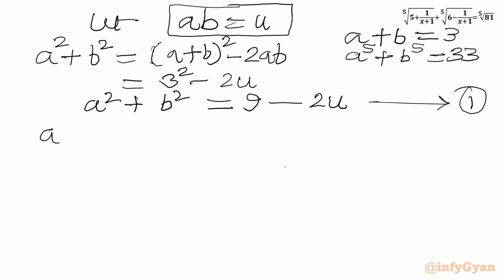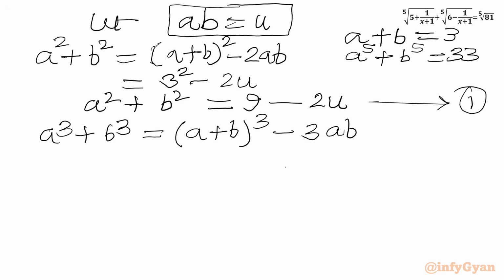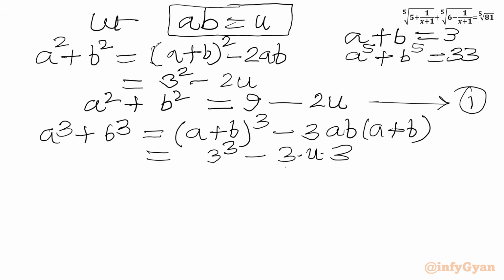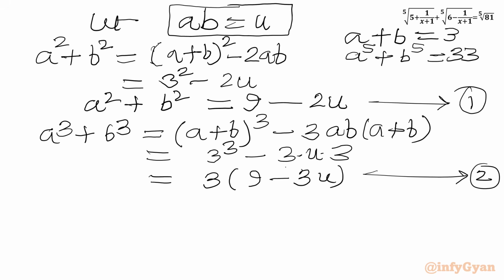Now we will use a cube plus b cube formula. In terms of a plus b, we will write a plus b whole cube minus 3 times ab times a plus b. So we will write here 3 cube minus 3 times u times 3. I will take 3 common out, so in the bracket we can write 9 minus 3u. And this equation will be our second equation.